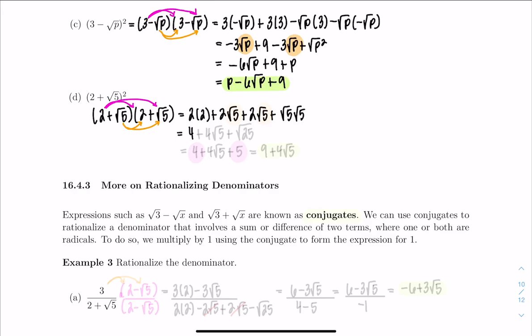And so that gives me 4. We can combine the two square root of 5s together because they have the same radical. And that becomes 4 square root of 5. And then we get the square root of 25. But the square root of 25 is just 5. And so then we can combine the 4 and the 5 together. And we get 9 plus 4 square root of 5.